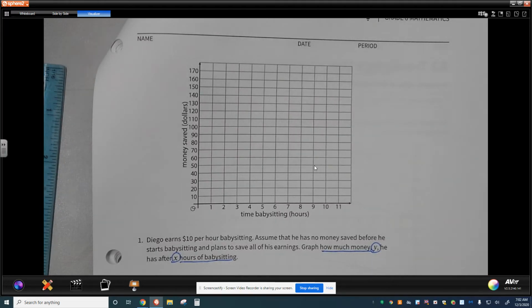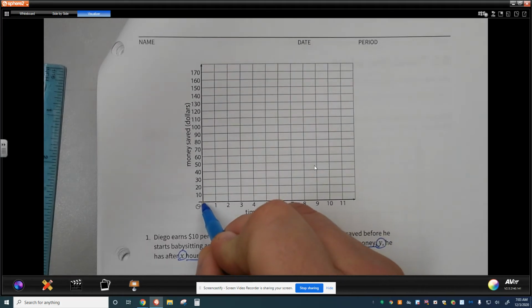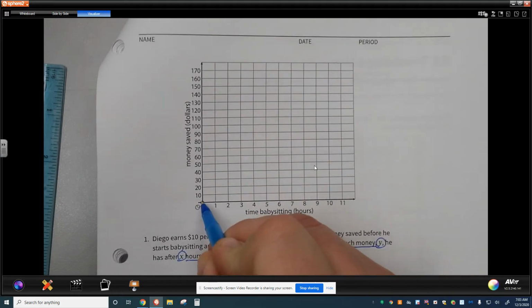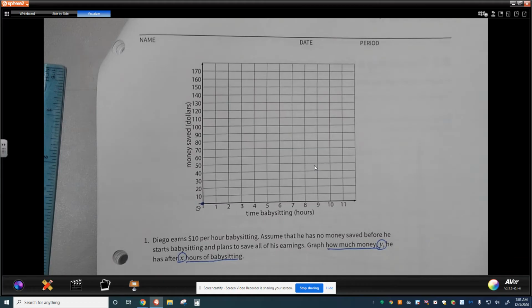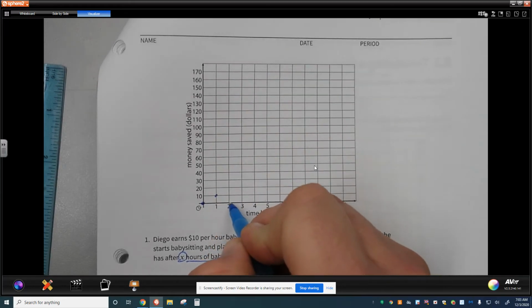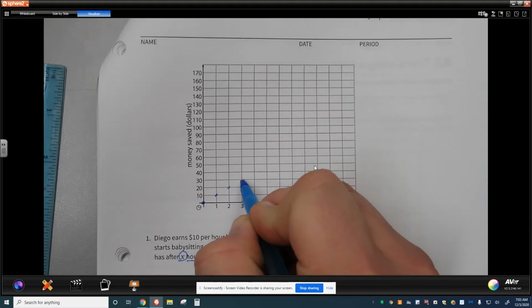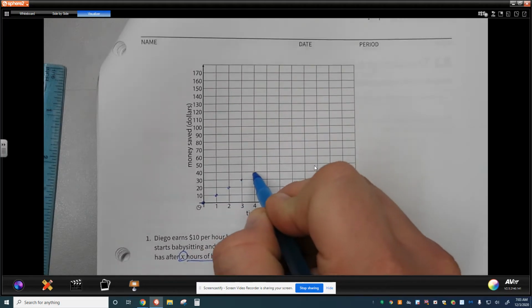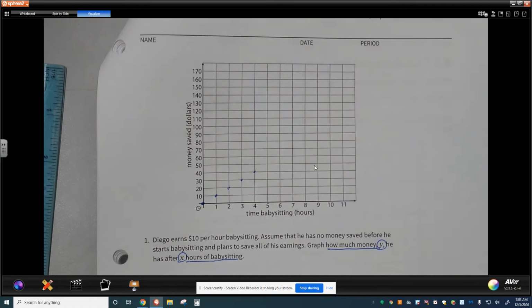If he had no money, that means that Diego started here, 0 hours of babysitting, $0 saved. After 1 hour of babysitting, he earned $10. And after 2 hours, he would have earned 20. 3 hours, he would have been earning 30. 4 hours, 40. And you can see the pattern beginning to continue.